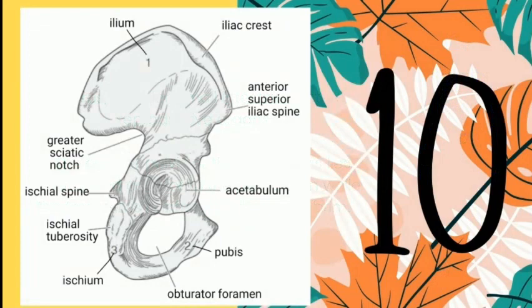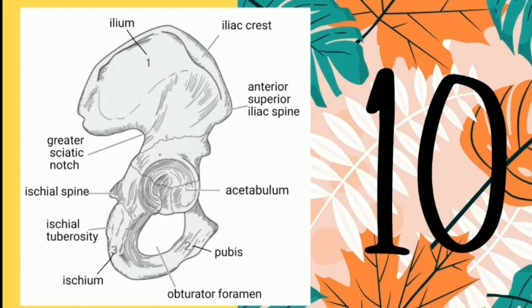For number 10, identify the bone markings on the illustration of the coxal bone. For number 1, we have the ilium. Next to the ilium, we have the iliac crest. Inferior to the ilium, we have the anterior superior iliac spine and the greater sciatic notch.